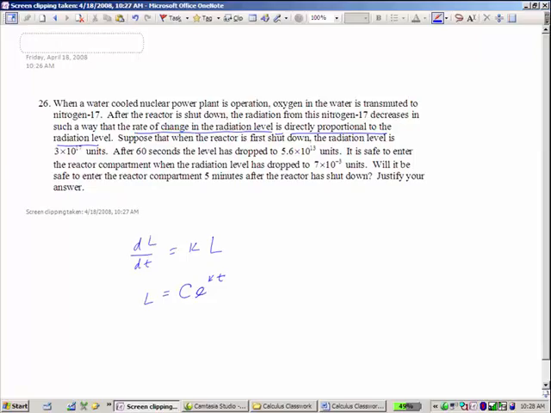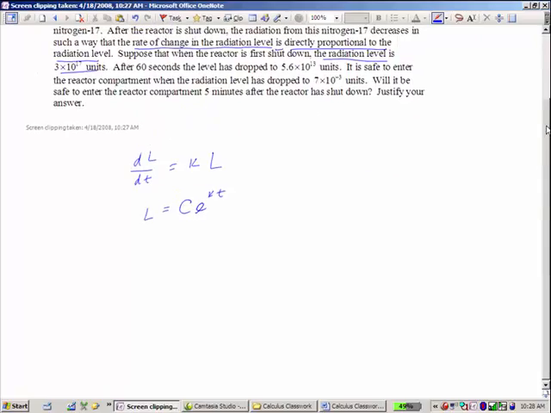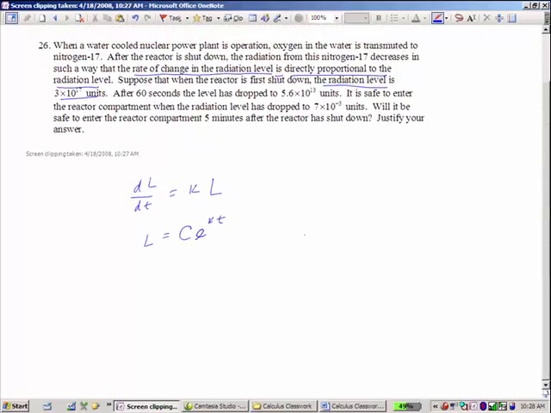Read for us, Julia. Suppose that when the reactor is first shut down, the radiation level was 3 times 10 to the 17 units. All right, so what are they telling us? What information did they just tell us? Mike says that's what the initial radiation level is. So 3 times 10 to the 17th is C.